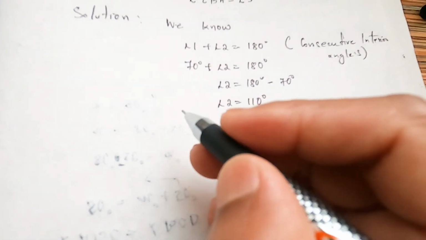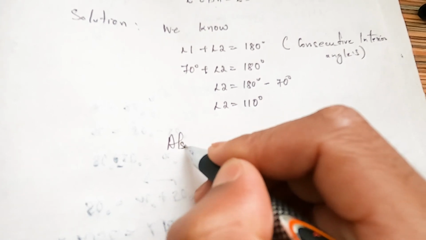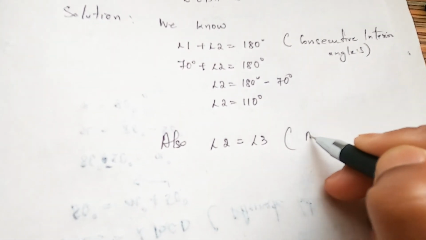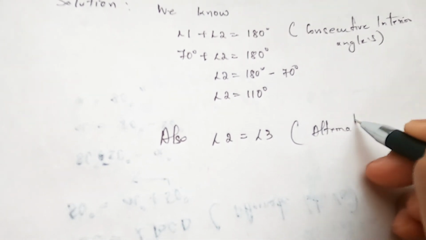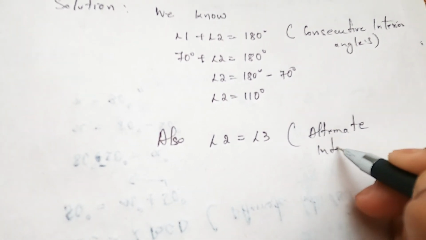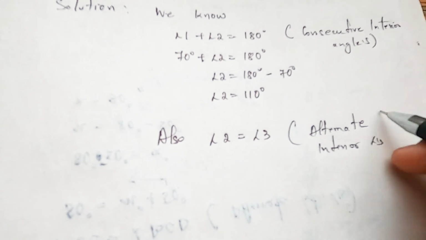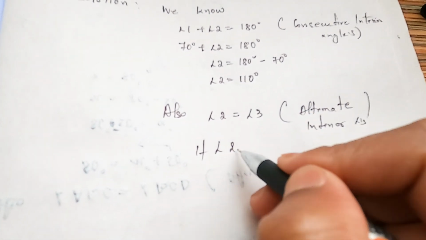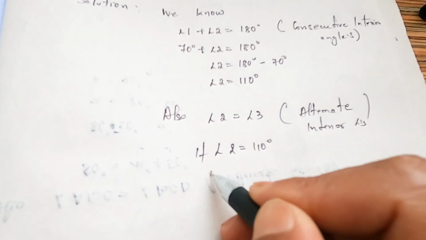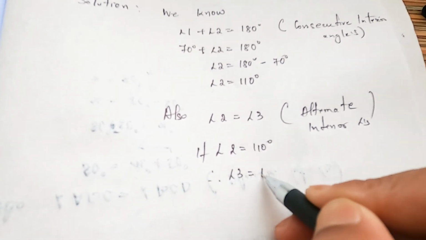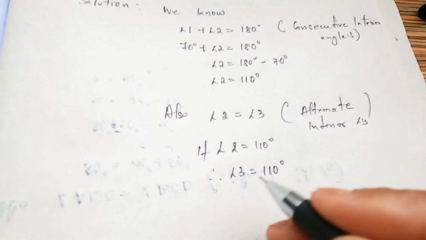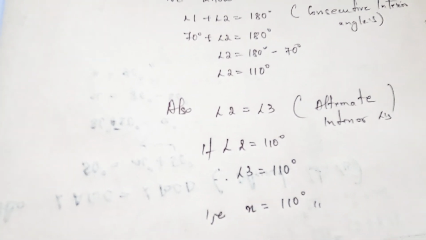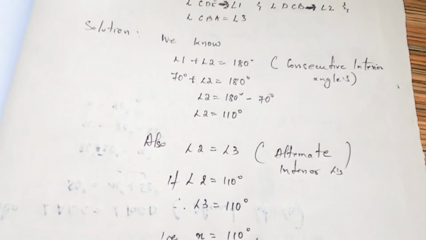Now let's find the value of x. Also, angle 2 is equal to angle 3. What is the reason? Alternate interior angles. So if angle 2 is equal to 110, therefore angle 3 will also be 110. That is, the value of x will be 110. So this will be your answer.